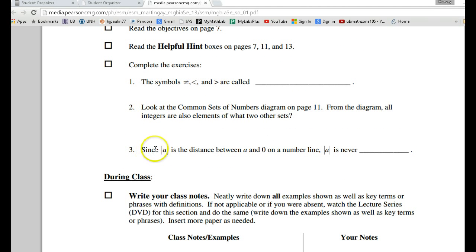Looking at this, this is the absolute value sign for the letter A. The absolute value of A is the distance between A and 0 on the number line. And an absolute value of something is never negative.